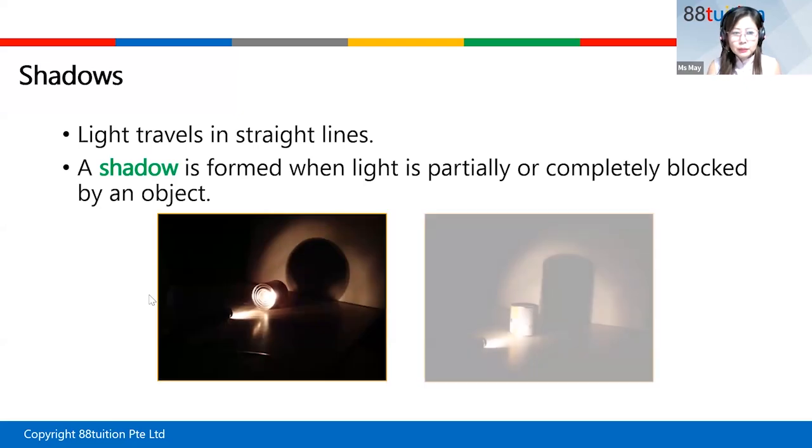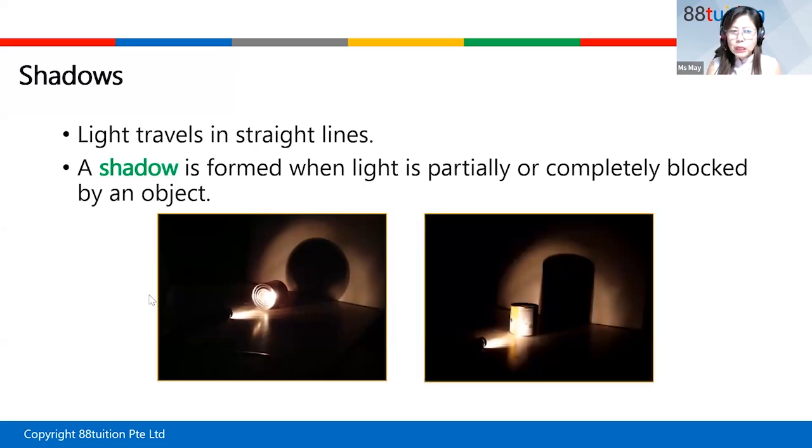Okay, so different shapes of a shadow are formed depending on where you shine the light, right? So like this can, if you're shining at the circular part, you will get a circular shape shadow. Whereas if you shine on the side of the can, you are actually getting a rectangular shape.